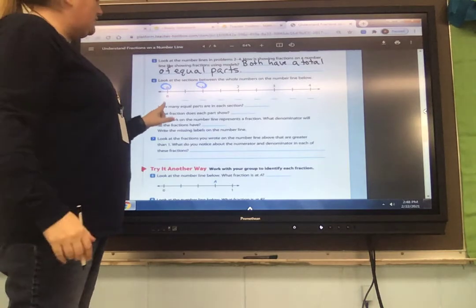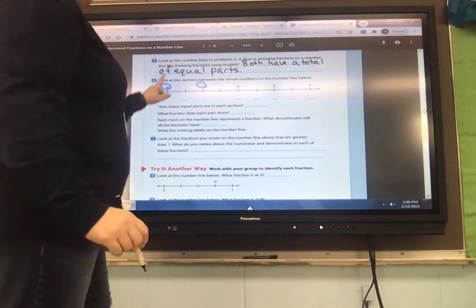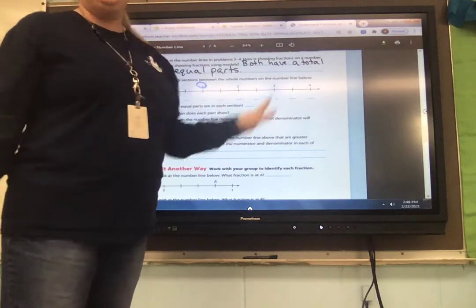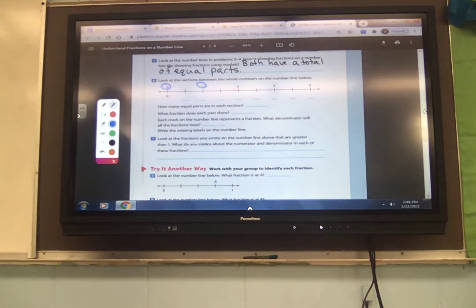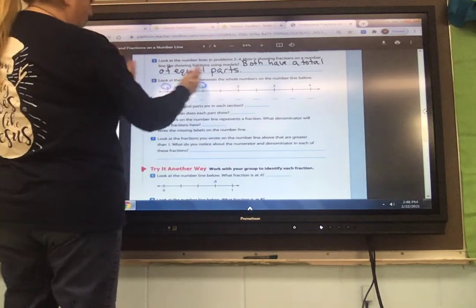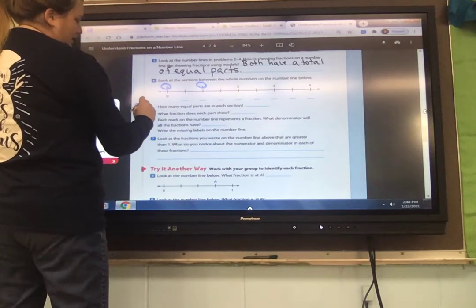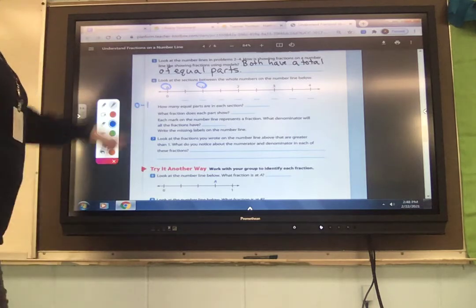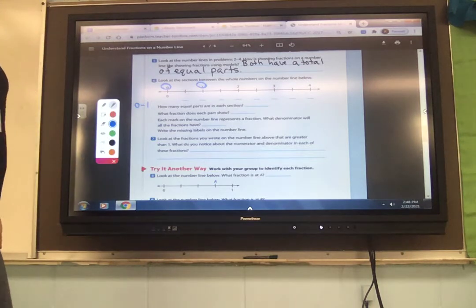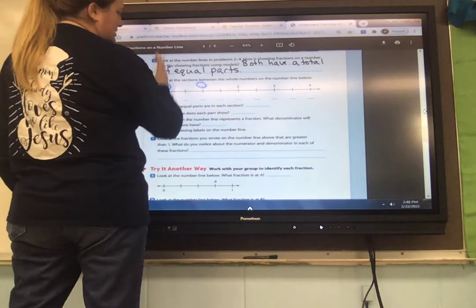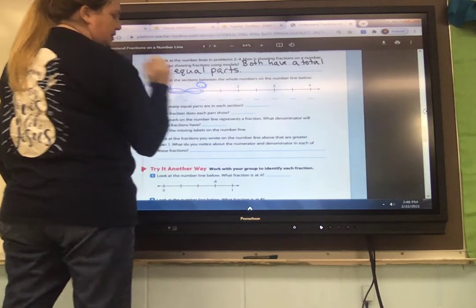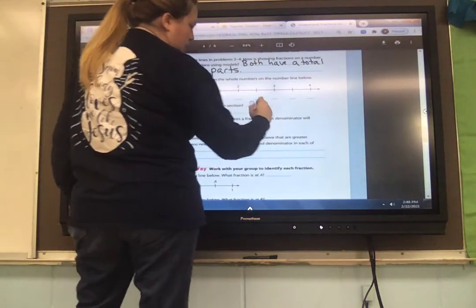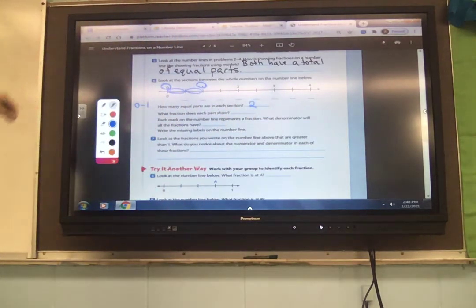So when it asks you how many equal parts, some of you are going to go, oh, 1, 2, 3, 4, 5, 6, 7. No, you've already messed up. When we count our equal parts, we're only going to count between 0 and 1. So you might make a note over here that you only count between your 0 and your first whole number. So how many equal parts are between 0 and 1? 1, 2. There are only 2 equal parts between 0 and 1.